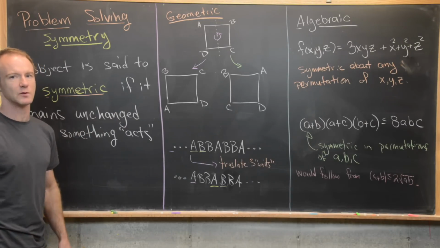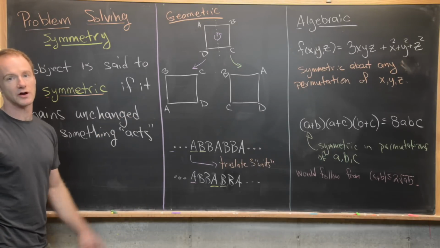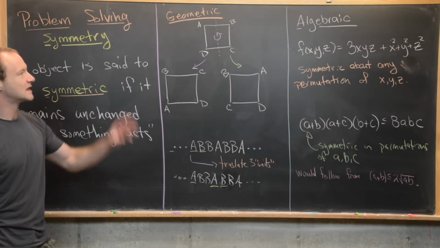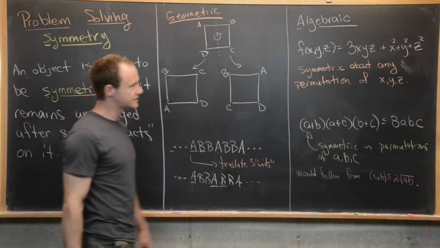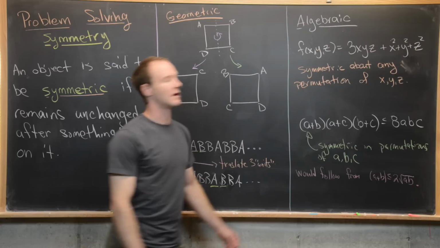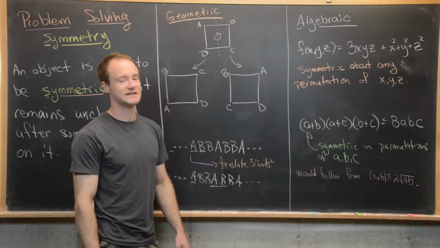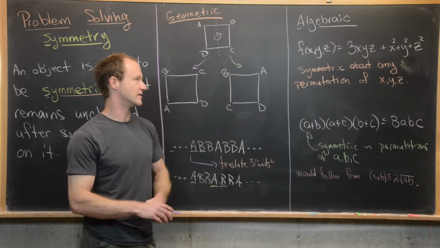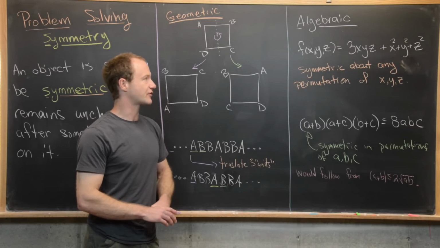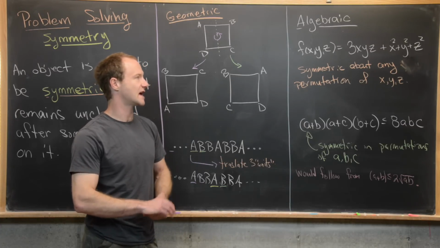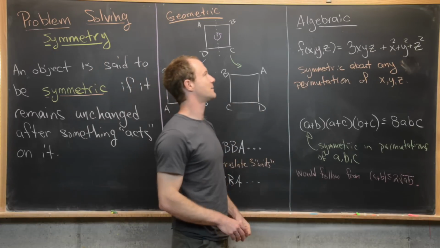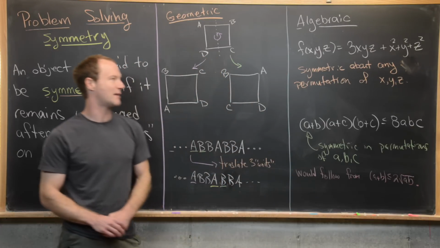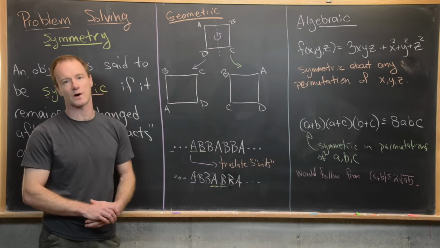Obviously, there are a bunch more types, but you can think about some more on your own after looking at these types. Now I want to talk a little bit about algebraic symmetry. So first, I want to look at this polynomial. We'll call it f of x, y, z. So it's a polynomial with 3 variables, and it's equal to 3xyz plus x squared plus y squared plus z squared. And notice this polynomial is symmetric about any permutation of x, y, and z.